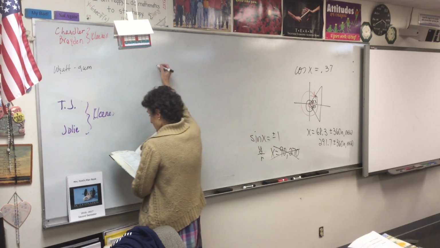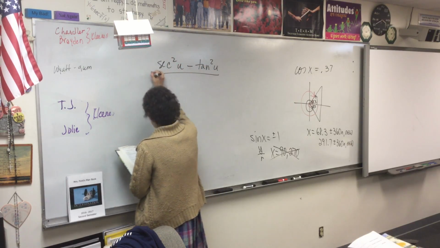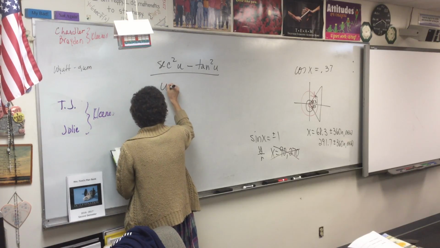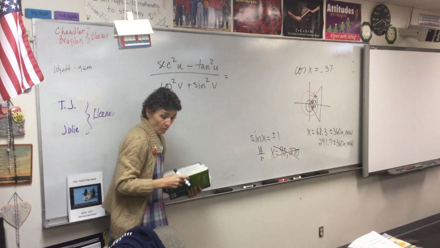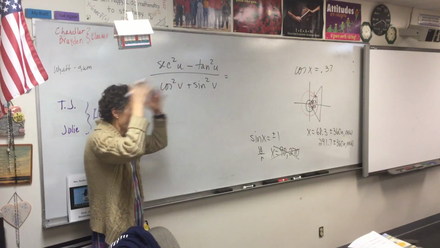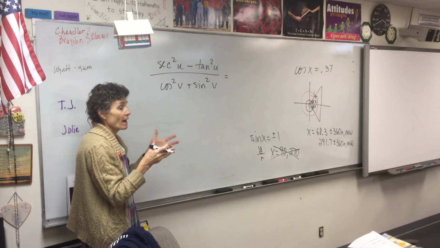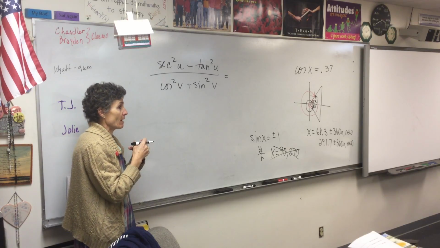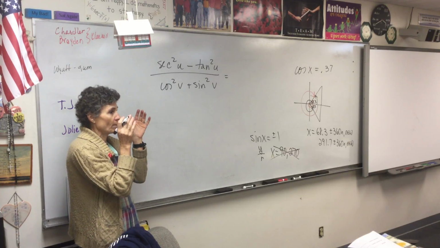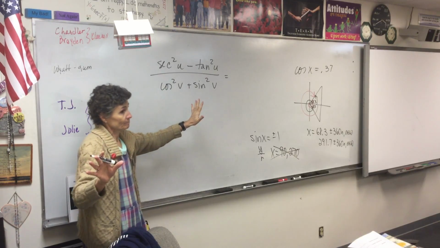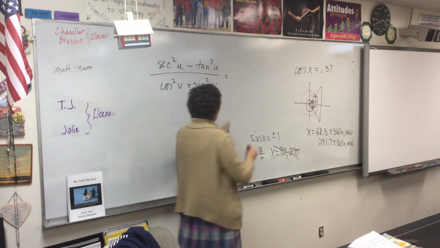So let's see. We got secant squared minus tangent squared over cosine squared plus sine squared. Now, my brain is just popping. I got bells ringing all over the place. Whenever I see functions squared, I immediately think about my Pythagorean identities. They don't always work, but they're right there at the forefront of my mind. That denominator, guys, we gotta recognize that. That denominator is 1.